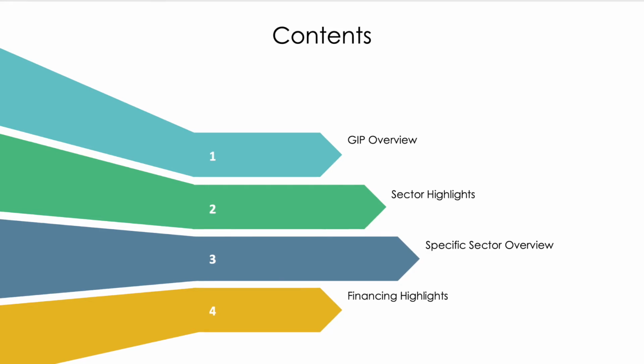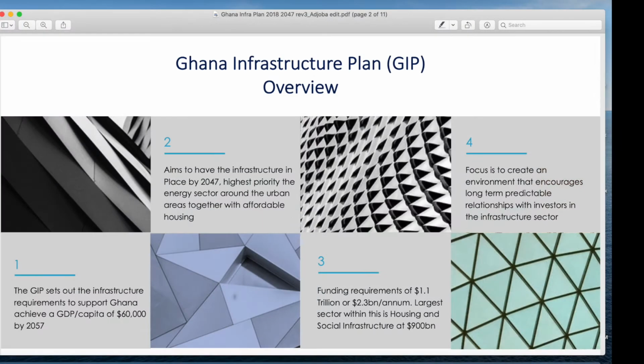So with the first section, in terms of the overview of the infrastructure plan, Ghana's vision is to become a higher middle income country by 2057, with a GDP per capita figure of $60,000. Today it's currently at $1,590. So that's a tremendous increase from where we see today over the next 37 years.